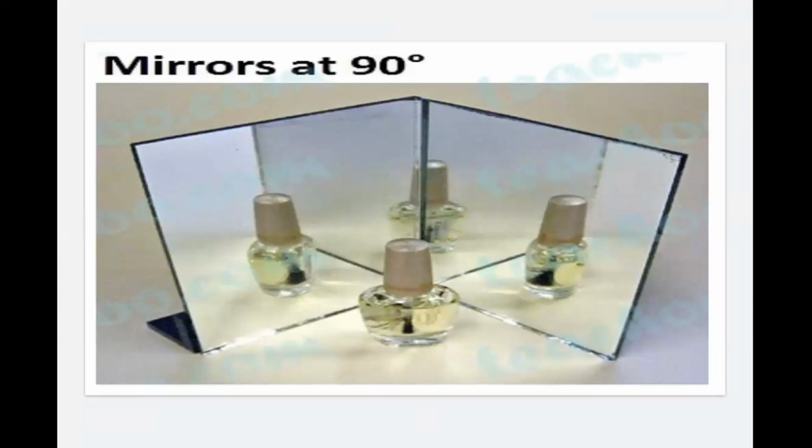Now students, you all see that we have two mirrors over here, and the angle between the two mirrors is 90 degrees. We are placing a nail paint bottle in front of it. The two mirrors are inclined at an angle of 90 degrees. How many images are being formed? One can see 3 images are being formed: 1, 2, and 3.